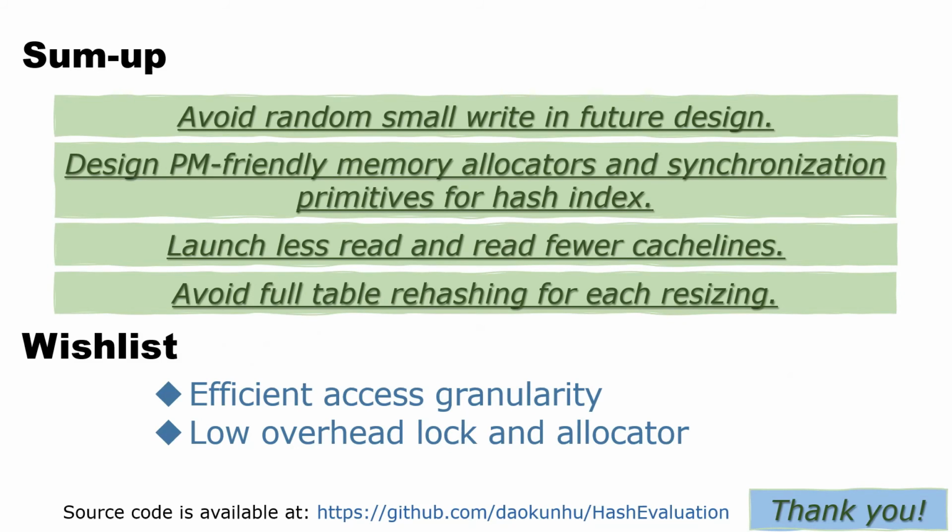In all, there are 4 insights. The first one is avoiding random small writes in future designs. The second one is designing PM-friendly memory allocators and serialization primitives for hash indexes. The third one is launching fewer reads and reading fewer cache lines. The fourth one is avoiding full table rehashing for each resizing.